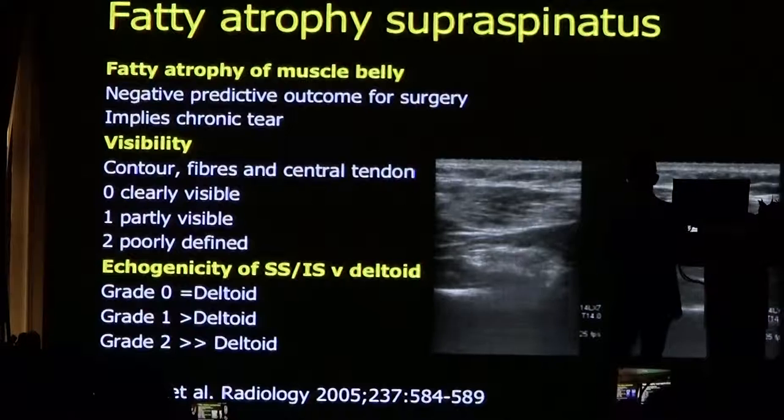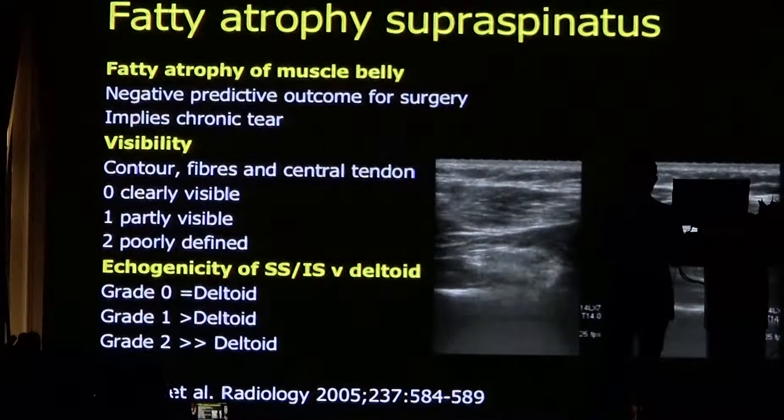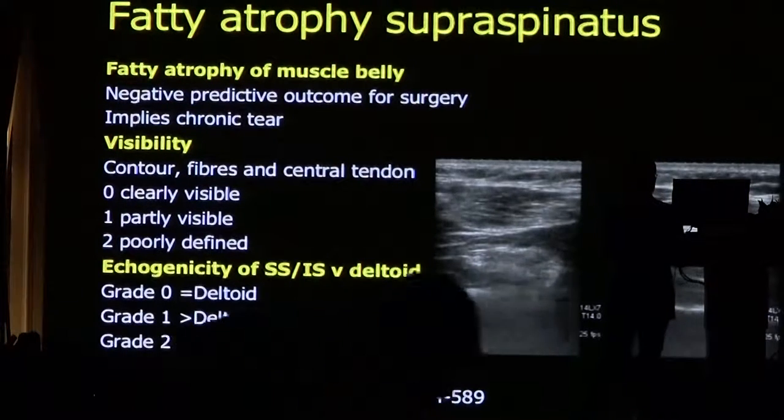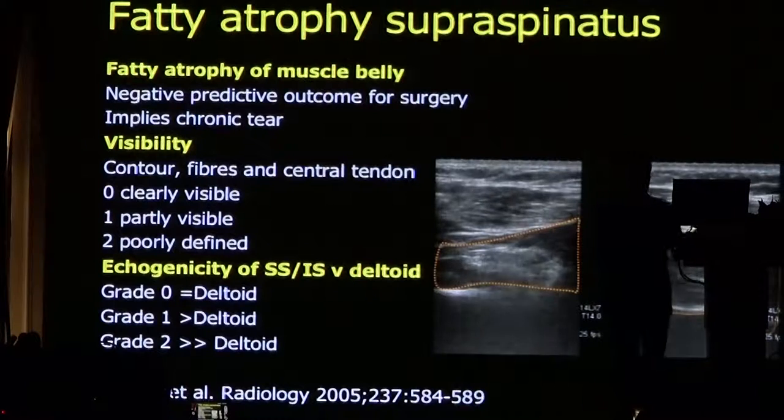In patients who have a massive rotator cuff tear, it may be that the surgeon may want to try and repair that. It's important, therefore, for us to mention whether there is any fatty atrophy of the muscle belly, because if there is fatty atrophy, it means that the repair will not be successful. So we should assess the muscle belly for the presence of increased echogenicity, and you can compare that to the other side. So you can see here, there's the muscle belly on the affected side, and there's the muscle belly on the good side.